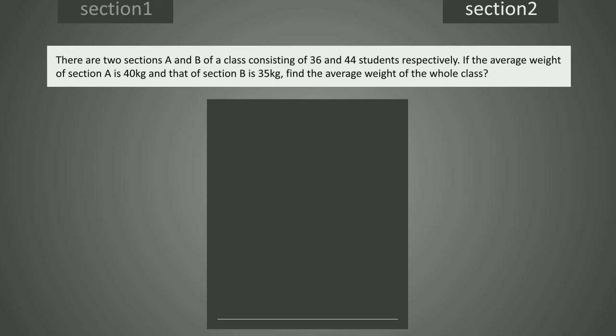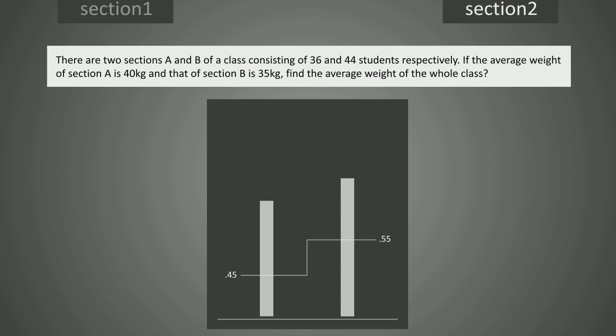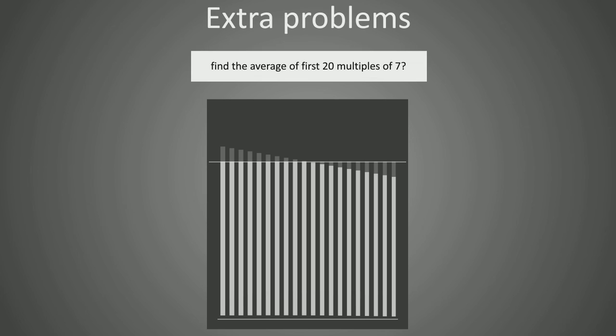Step 1. Laying out the picture. We got the numbers and we got the weights for which we got to find the average. Step 2. Find the relation and solve. Multiply the weights and add them both. So go on, give it a try.